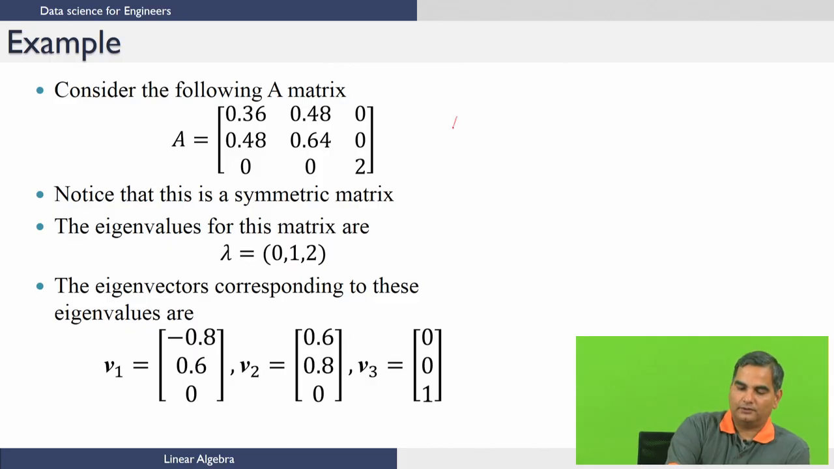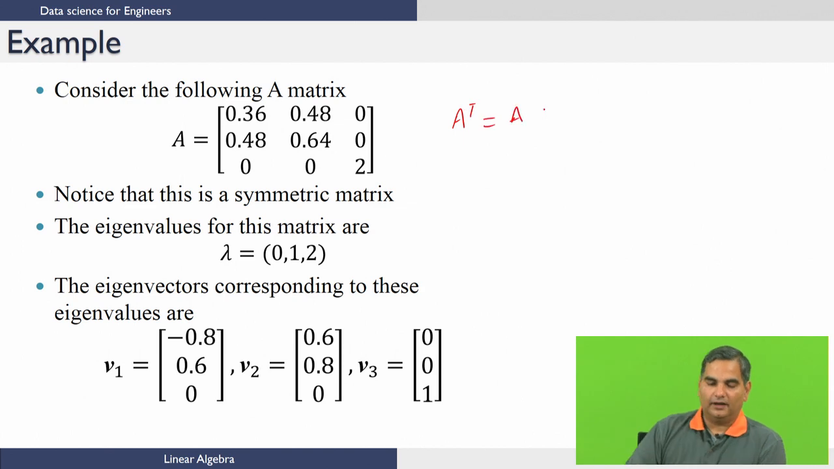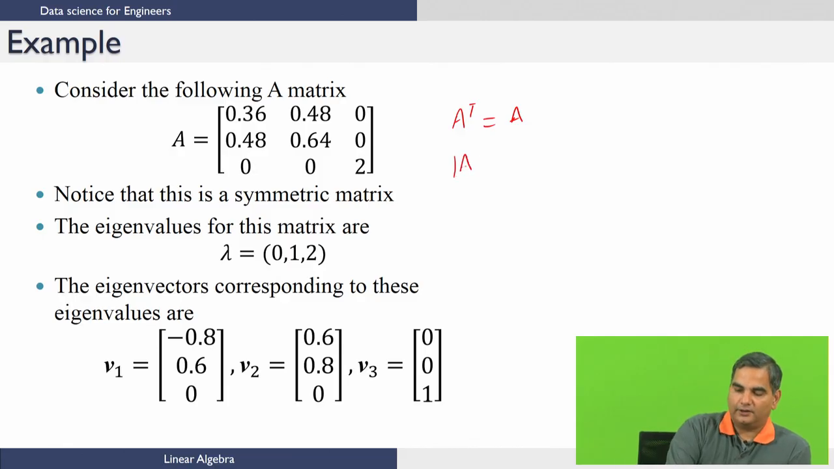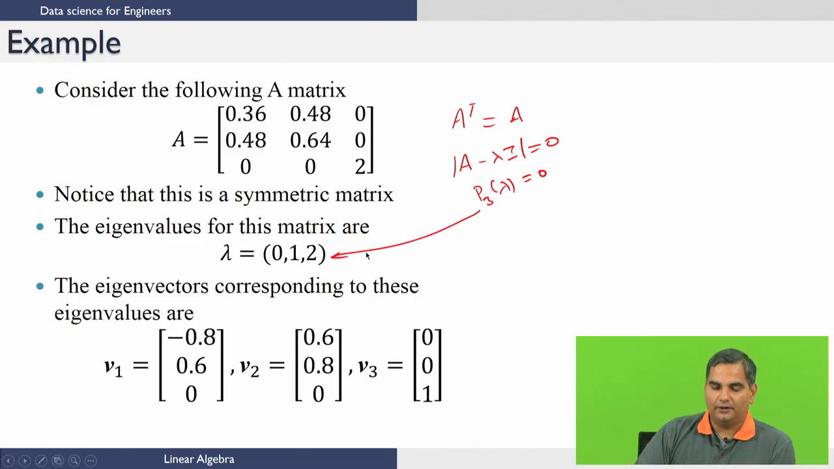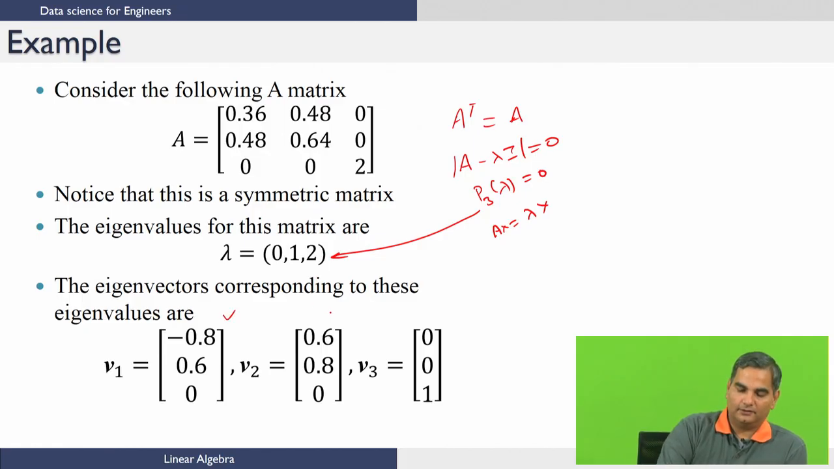If you do A transpose equals A, and we said symmetric matrices will always have real eigenvalues. When you do the eigenvalue computation for this, you take determinant of A minus lambda I equal to 0, then you are going to get a third order polynomial which you set equal to 0, and then you calculate the 3 solutions to this polynomial, and these would turn out to be 0, 1, 2. You take each of these solutions, substitute it back in and solve for Ax equals lambda x. Then you would get the 3 eigenvectors corresponding to this, which are given by this, this and this.